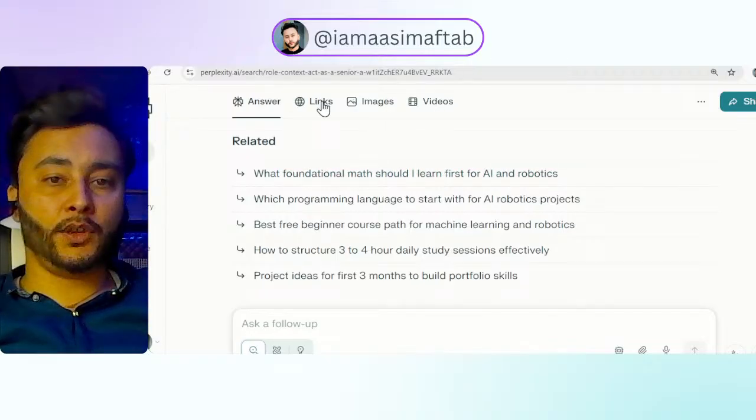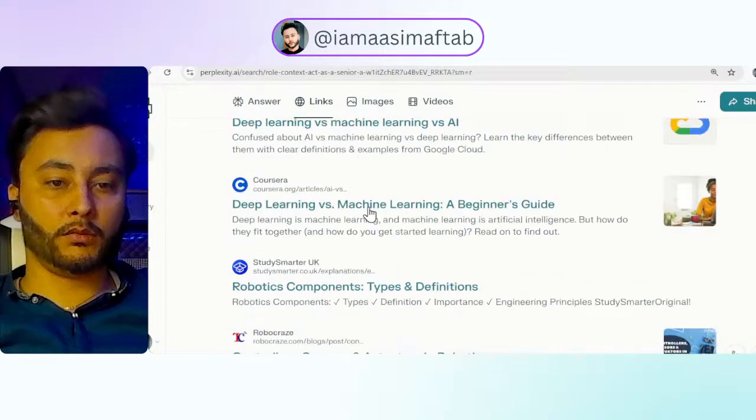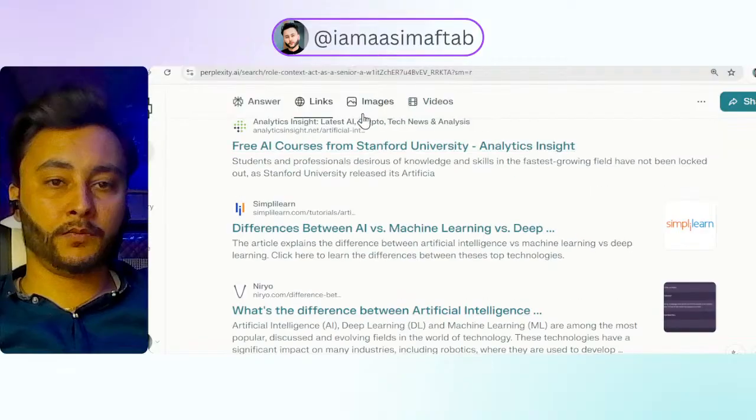Here are the images, here are the videos, here are the links. All the resources are available here. Here are the images.